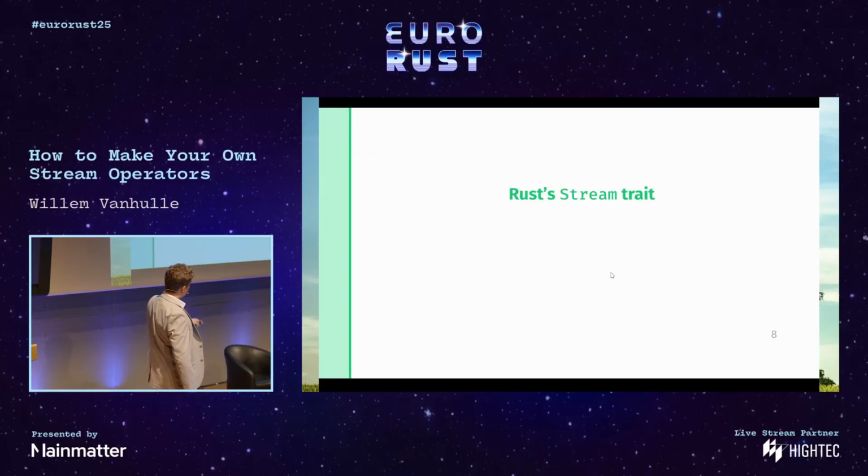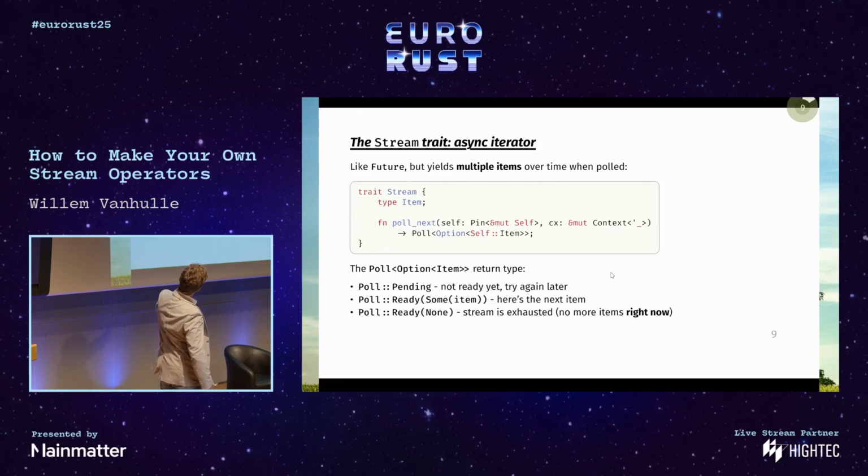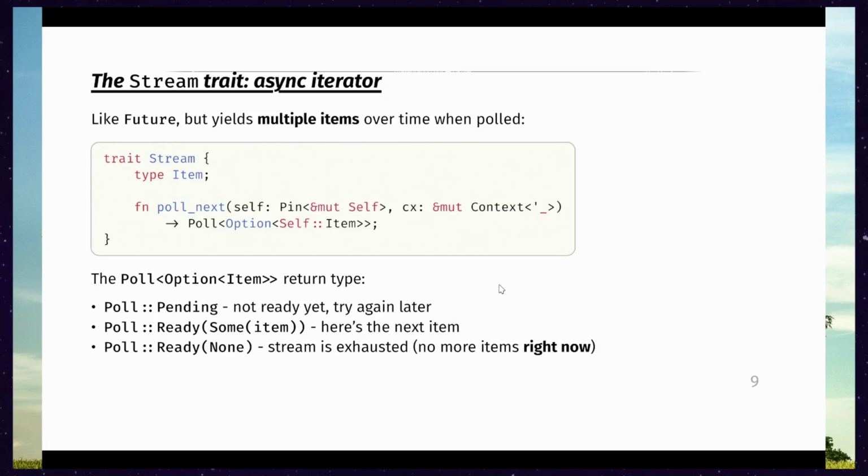But before we can start about operators, we have to know what is a stream in Rust, because stream has many meanings. But in Rust specifically, in the futures crate, the stream is just a trait with an item type and a poll_next method. It's basically a combination of an iterator and a future. So the next method is kind of async.